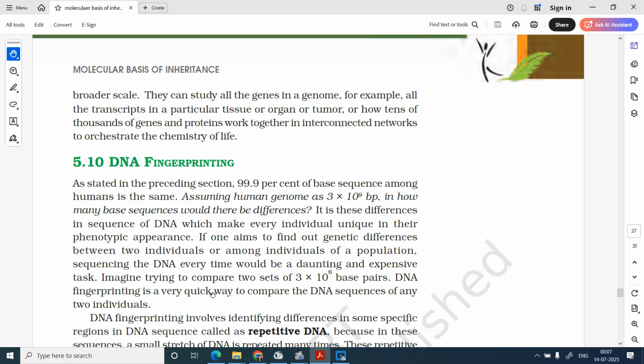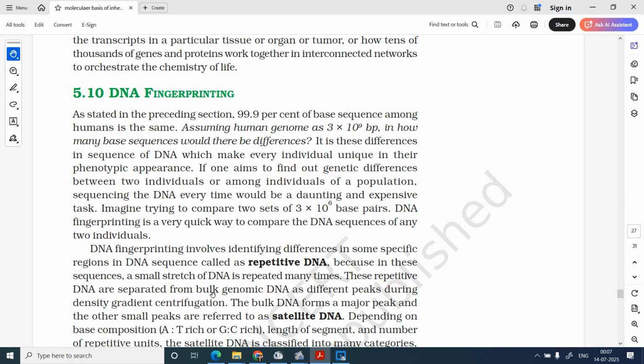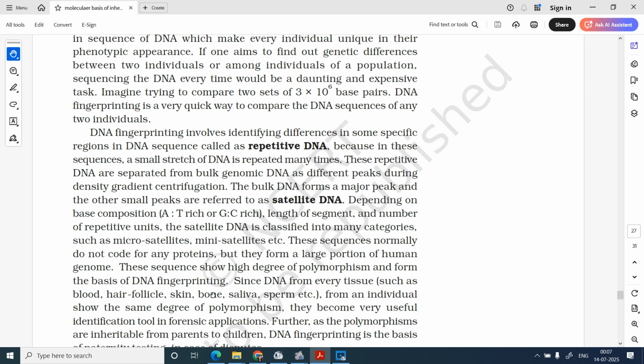DNA fingerprinting is a very quick way to compare the DNA sequences of two individuals. DNA fingerprinting involves identifying differences in some specific regions in DNA sequence called repetitive DNA, because in these sequences a small stretch of DNA is repeated many times. These repetitive DNA are separated from bulk genomic DNA as different peaks during density gradient centrifugation. The bulk DNA forms a major peak and the other small peaks are referred to as satellite DNA.